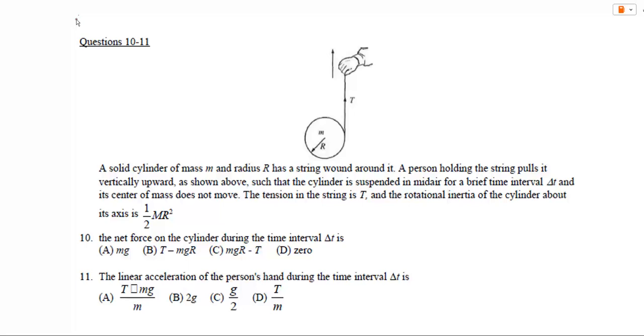Question number 10 and 11. Read this statement first.